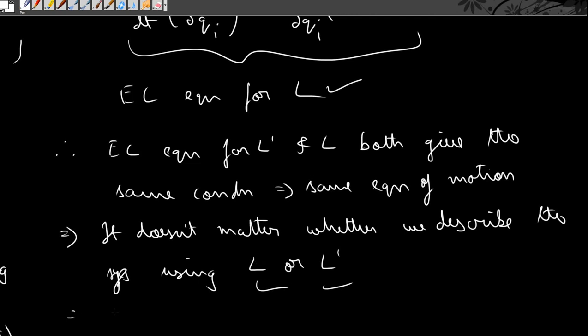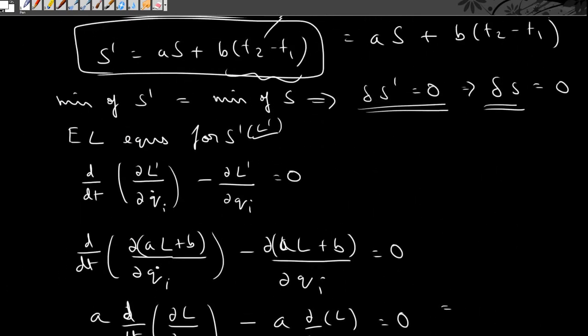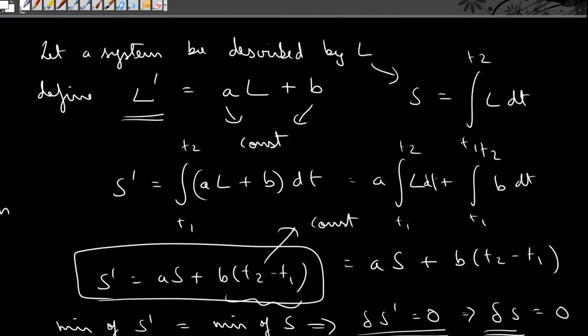So this implies the Lagrangian is not unique, because it can be multiplied by any arbitrary constant A and added with any arbitrary constant B. Okay, and I will still end up getting the same equations of motion. So therefore the Lagrangian for a system is not unique.